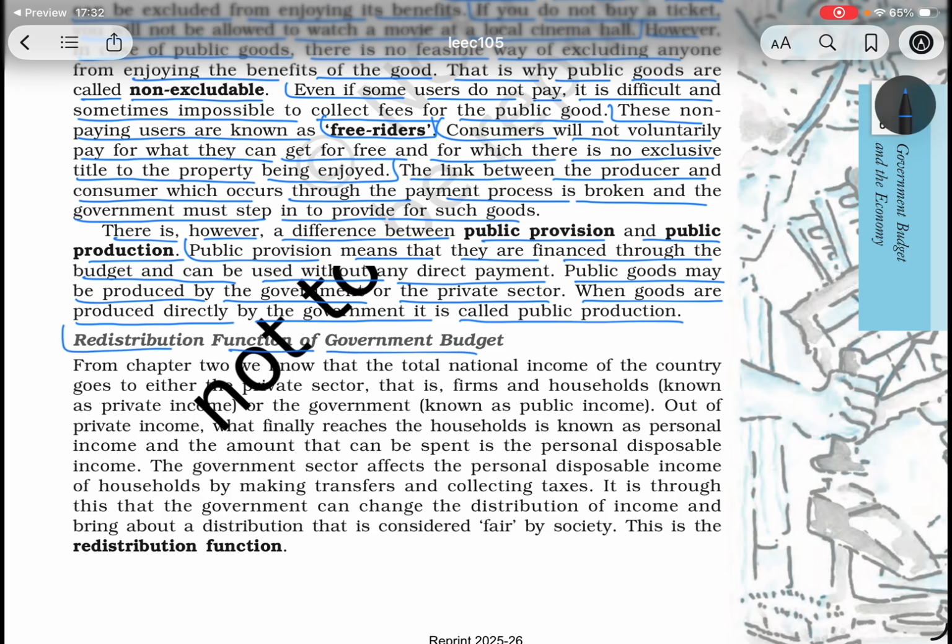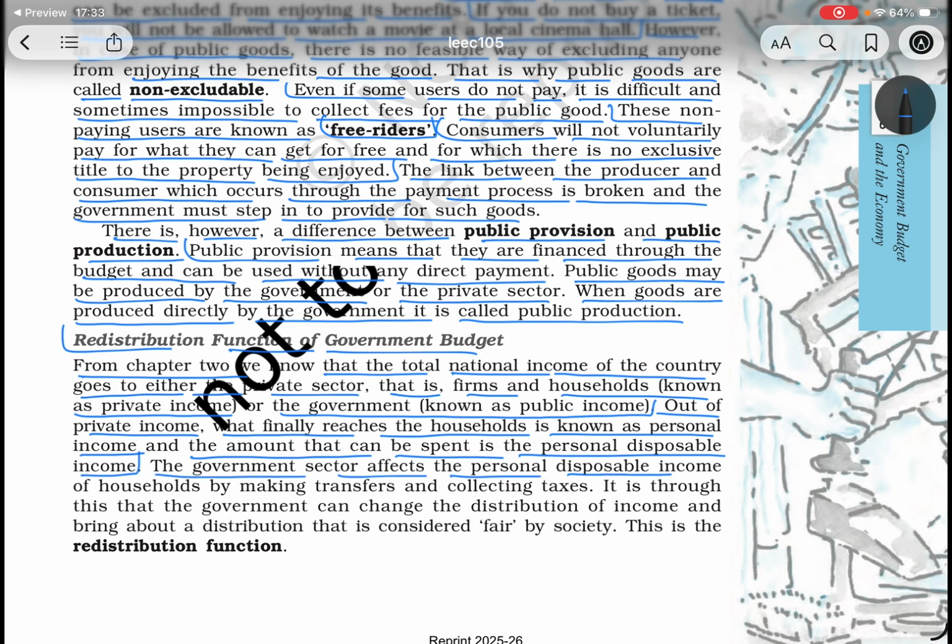Redistribution function of government budget. From chapter 2, we know that the total national income of the country goes to either the private sector, that is, firms and households, known as private income, or the government, known as public income. Out of private income, what finally reaches the households is known as personal income, and the amount that can be spent is the personal disposable income. The government sector affects the personal disposable income of households by making transfers and collecting taxes. It is through this that the government can change the distribution of income and bring about a distribution that is considered fair by society. This is the redistribution function.